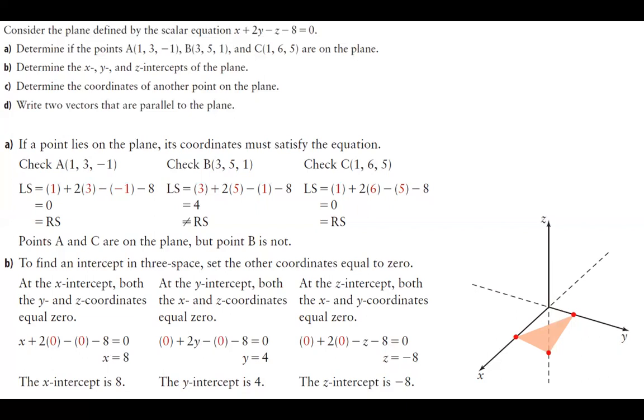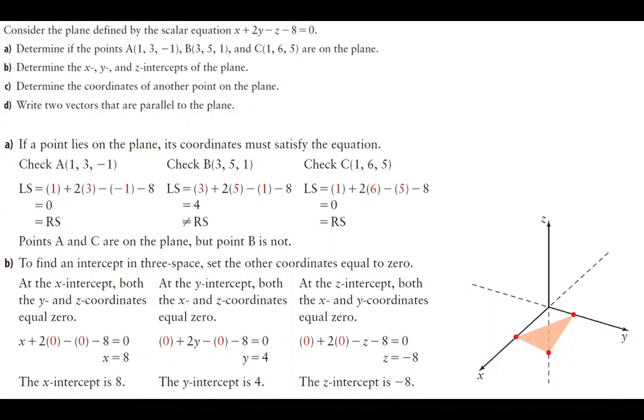Then question B, to find an intercept in 3 space, set the other coordinates equal to 0. For example, if you want to find the x-intercept, you must set the y and z coordinates equal 0, right? Okay, so following this method, we know first x plus 2 times 0 minus 0 minus 8 equals 0. And that gives us x equals 8. So the x-intercept is 8, or (8, 0, 0), right?